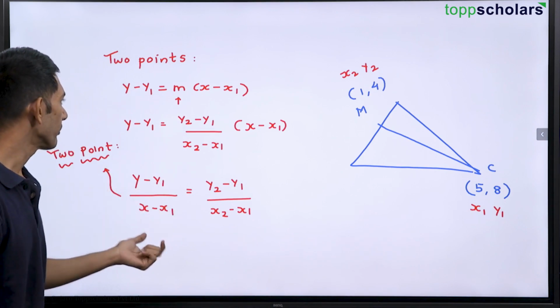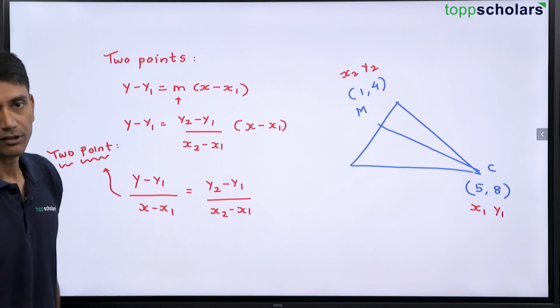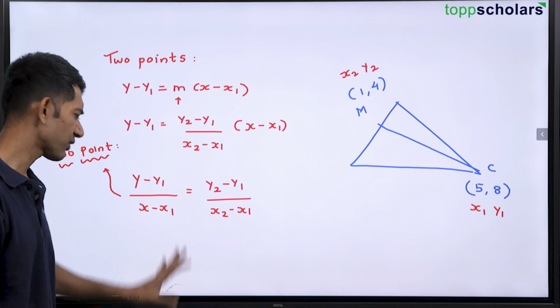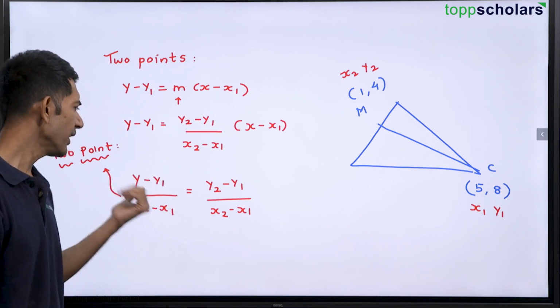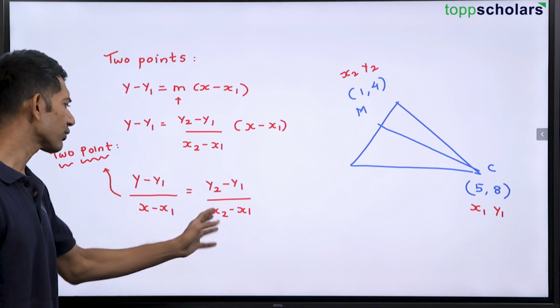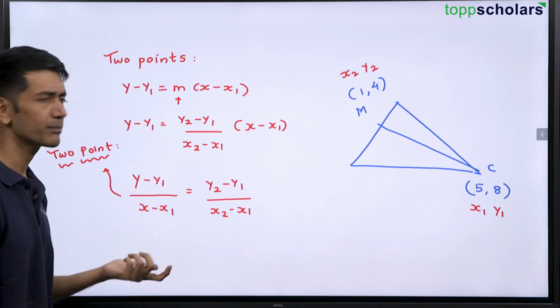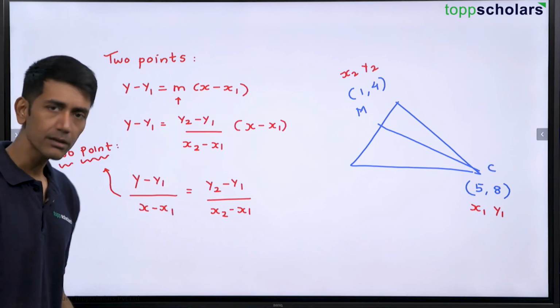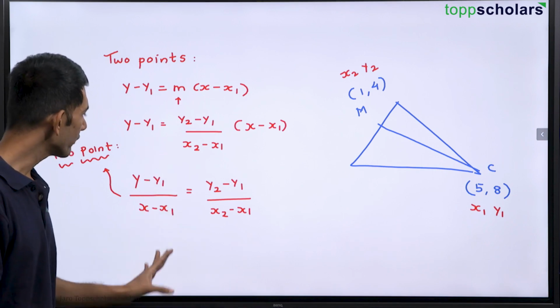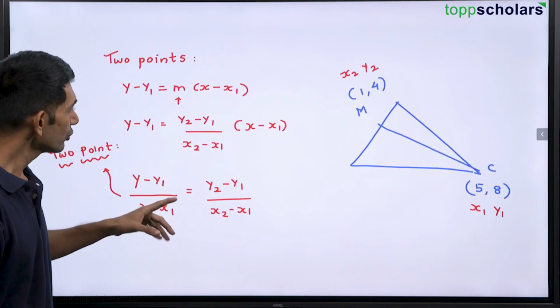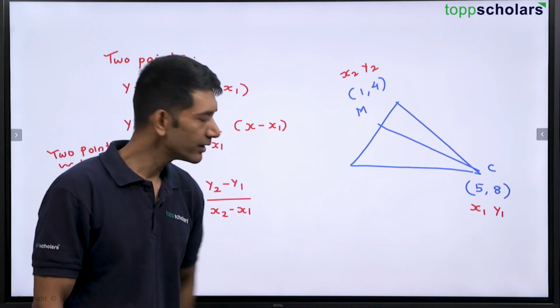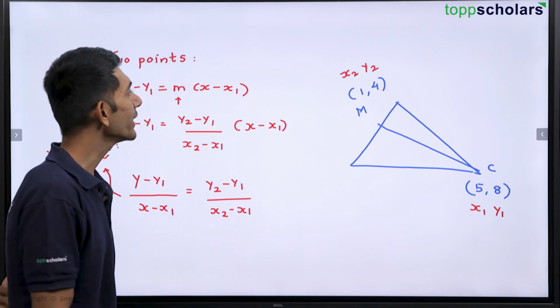Use 2-point form. That is y minus y1 by x minus x1 is equal to y2 minus y1 by x2 minus x1. There are multiple ways of writing this. You can also write it like this. X minus x1 by x2 minus x1 is equal to y minus y1 by y2 minus y1. Doesn't matter. The order doesn't matter. Just solve it correctly. So now your new x1, y1 is 5 and 8 and new x2, y2 is 1 and 4.